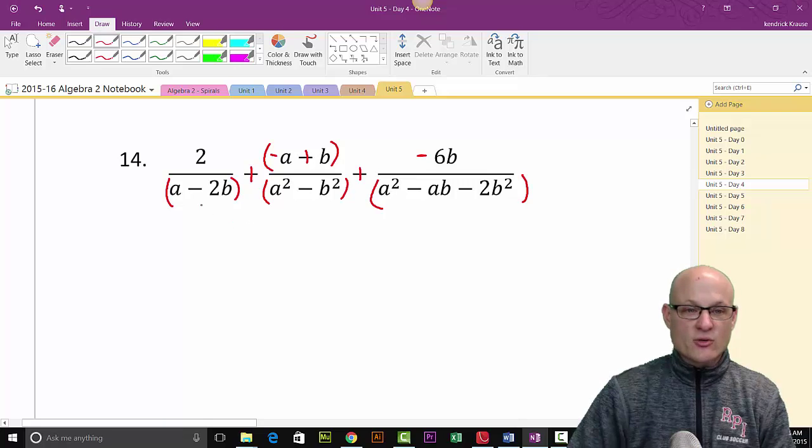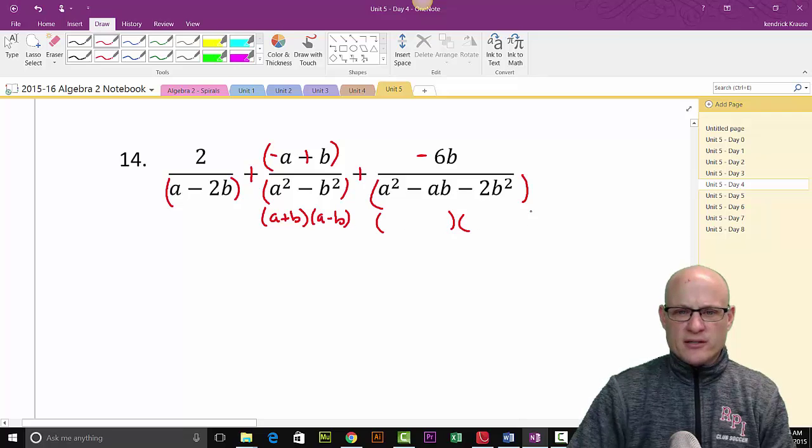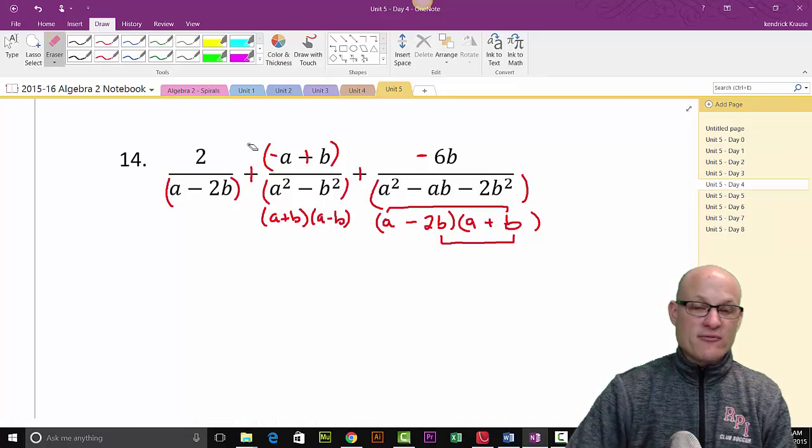All right, factor. Well, there's nothing to do there. This one is a plus b, a minus b. This one's going to be a little funky. A and a. Now we got minus 2b squared. So minus and a plus. So minus 2b plus b, because that would give me minus 2b squared. And if you look at it, this is plus ab and this is minus 2ab, which gives me minus ab. So that's the factoring.